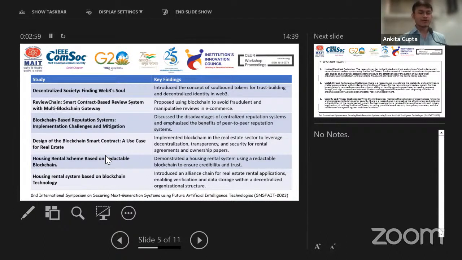Design of blockchain smart contract, a use case for real estate. This paper was the first paper that introduced blockchain in the real estate arena. Housing rental schemes based on a redactable blockchain also worked on real estate in the blockchain arena, but it introduced a redactable blockchain. That is, it first would introduce a regulatory party that would verify the documents and would ultimately then push anything to the blockchain. And finally, the last paper that we studied was working on an alliance chain. Instead of a redactable blockchain, it worked on an alliance chain, that is a peer-to-peer network for verifying the users.